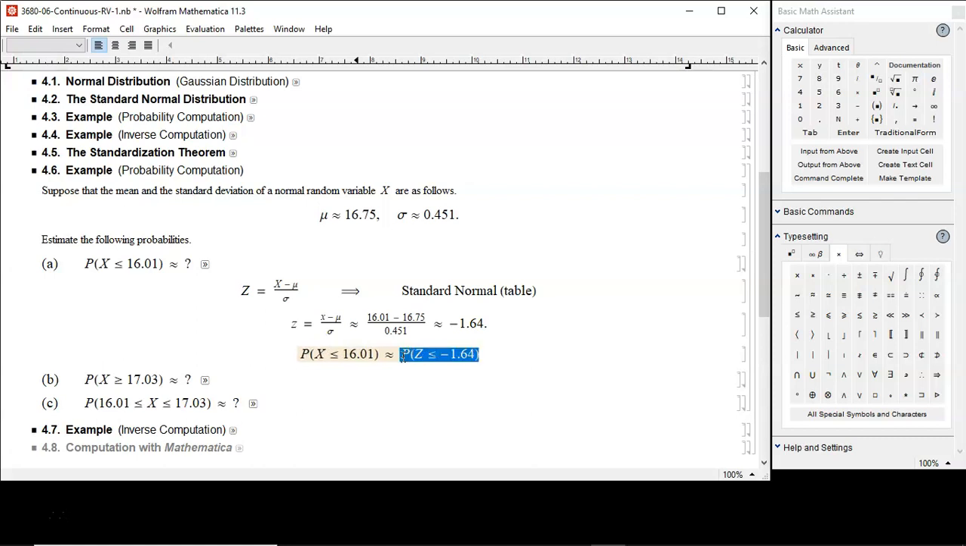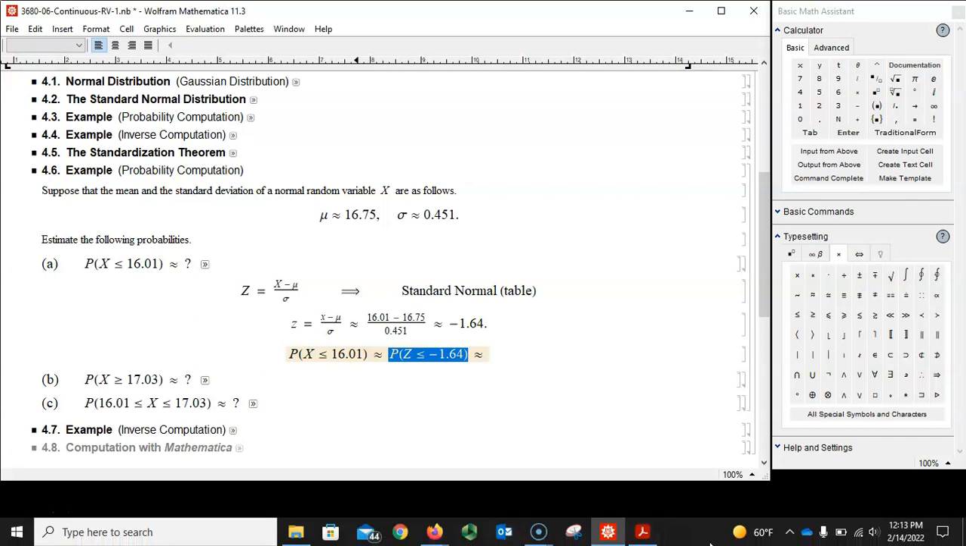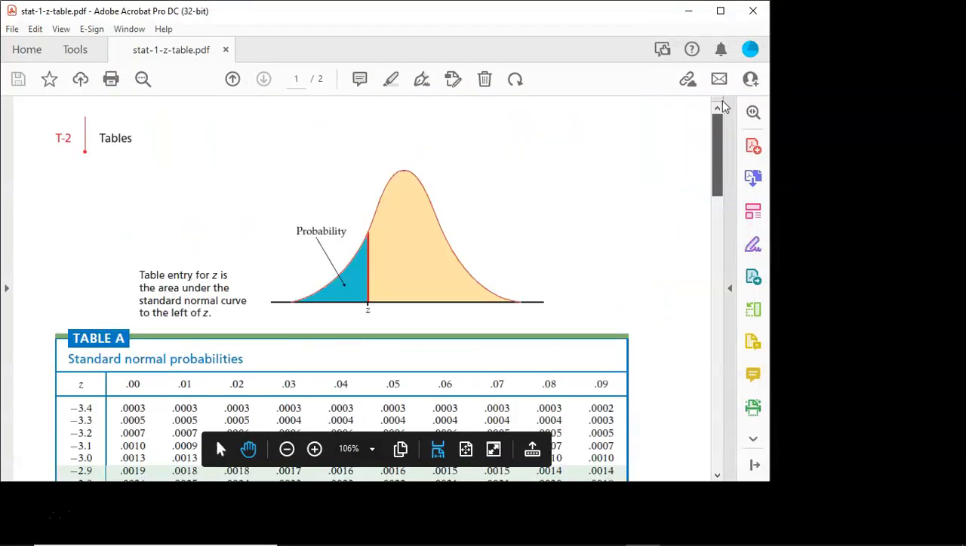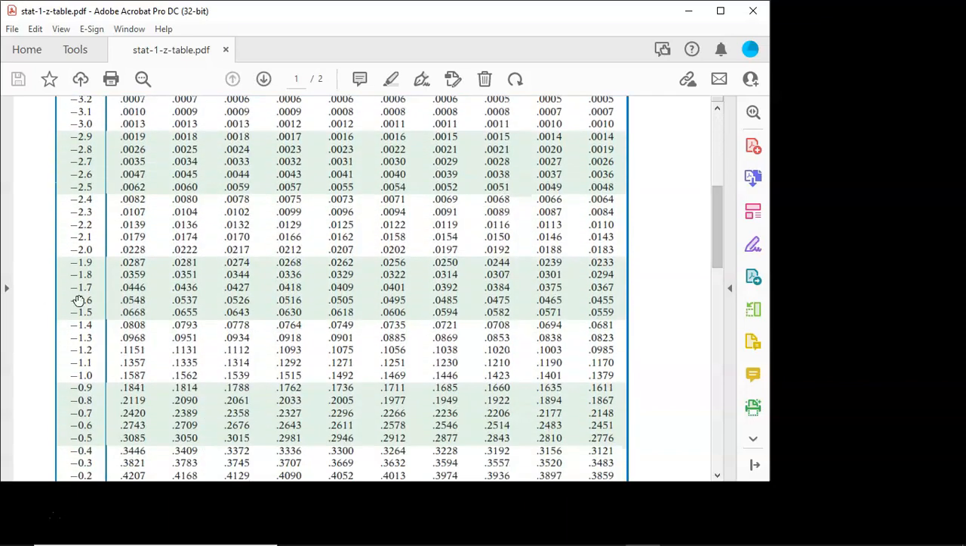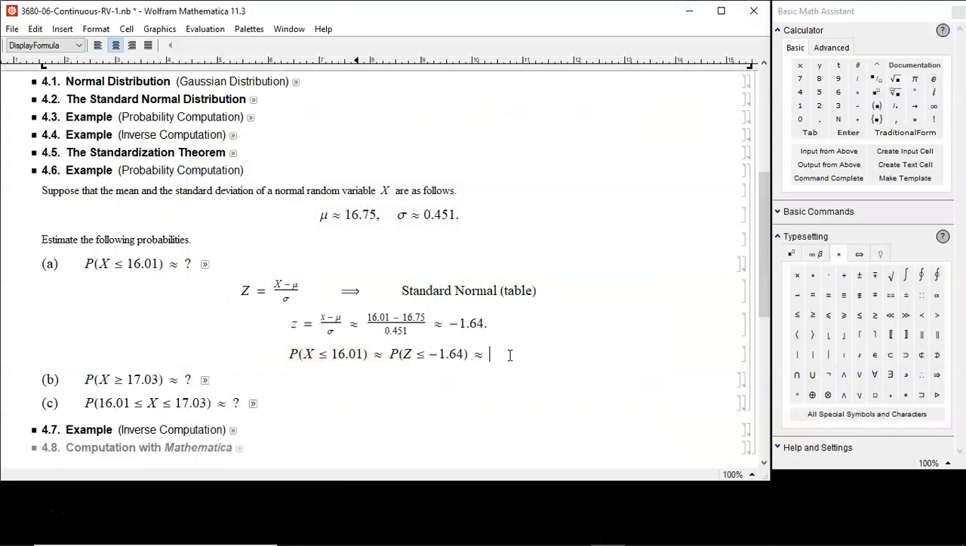And this one is available in the normal table. You see, Z is standard normal. Remember, look up negative 1.64. Where's the table? Negative 1.64. 0, 1, 2, 3, 4. 0.0505. And that completes the problem.